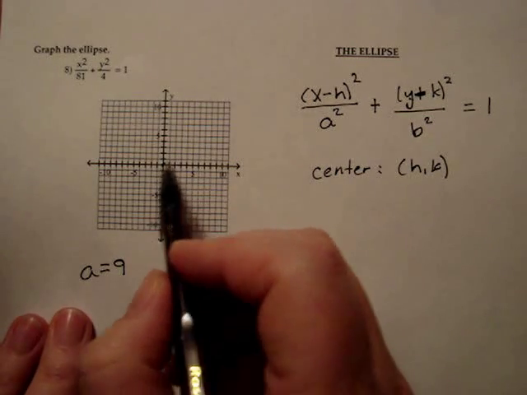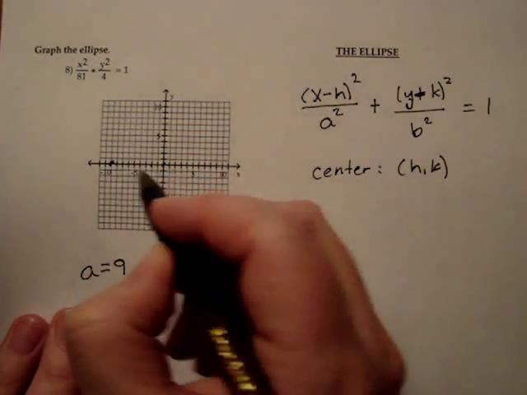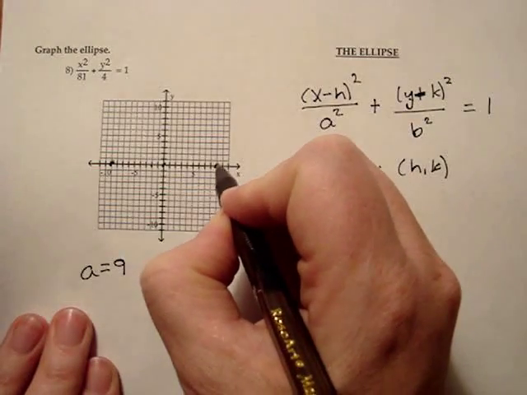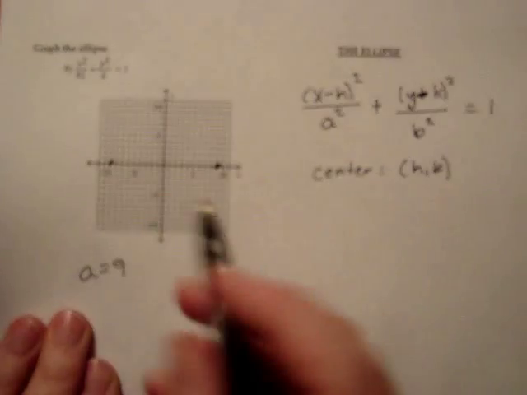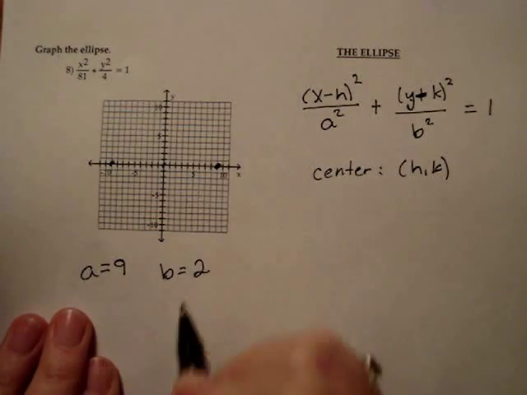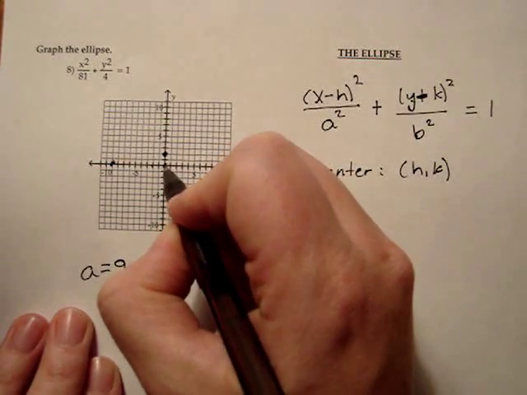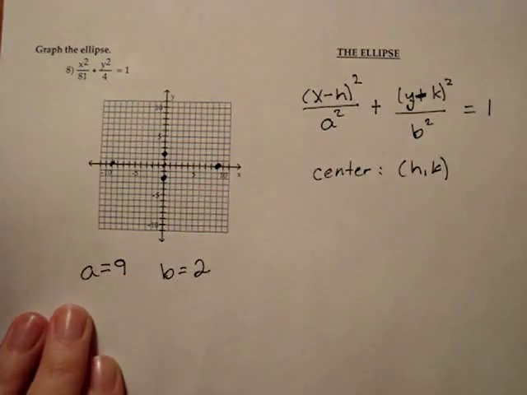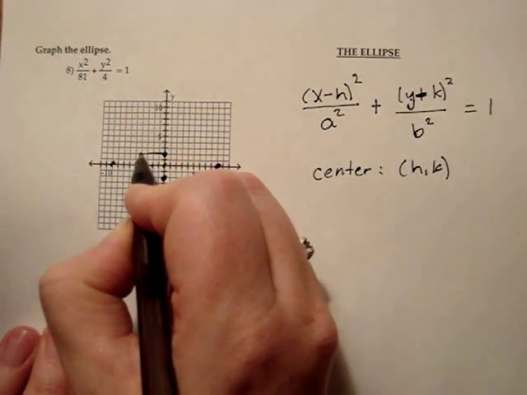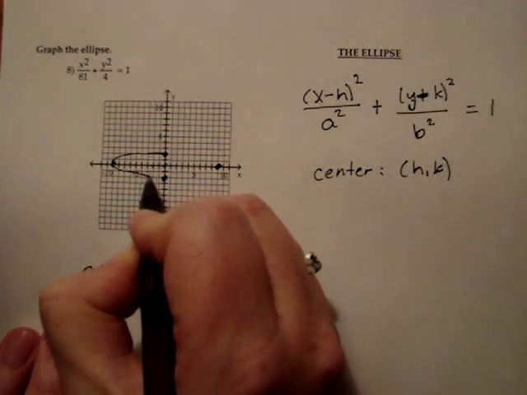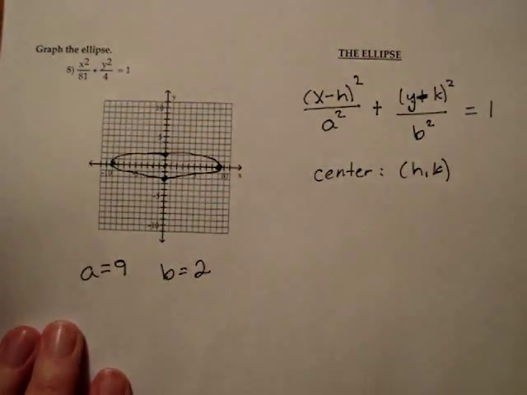So from my center, I'm going to count 9 to the left, that would be here. And I'm going to count 9 to the right, that would be here. I look underneath the y squared portion and I see a 4, so that means b is equal to 2. From my center, I'm going to go up 2 and down 2. And now I connect those 4 points. Those 4 points are on my ellipse, and I have a beautiful ellipse. Excellent.